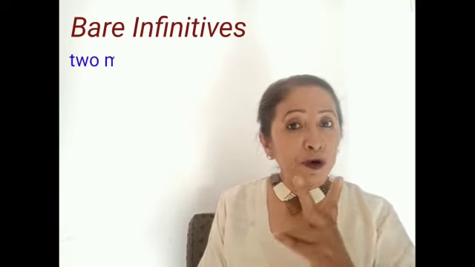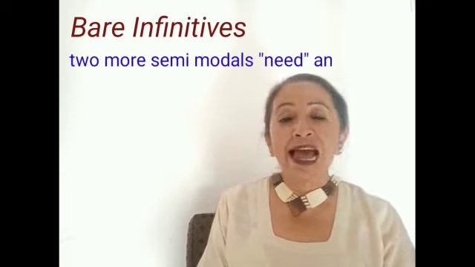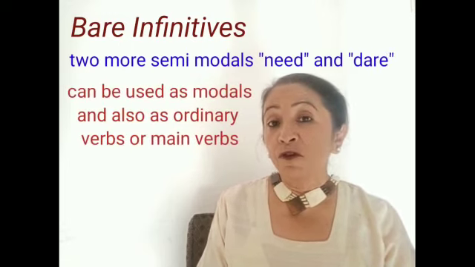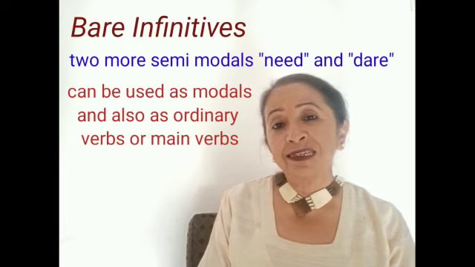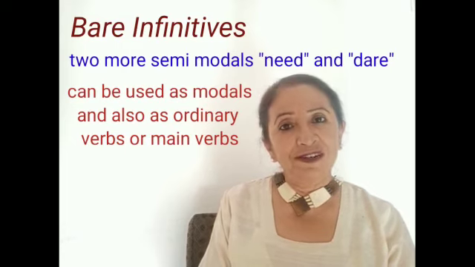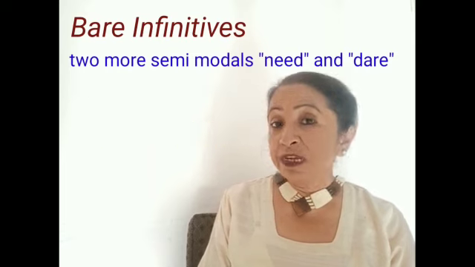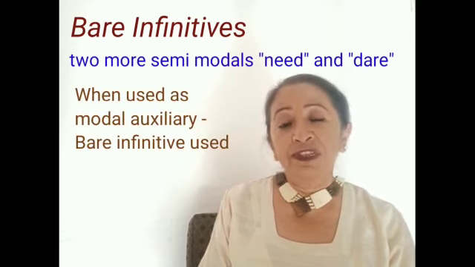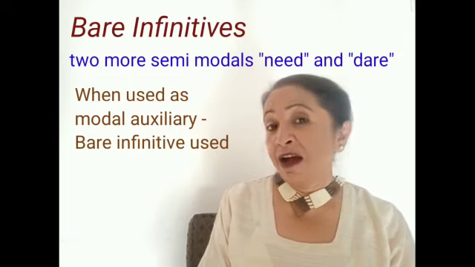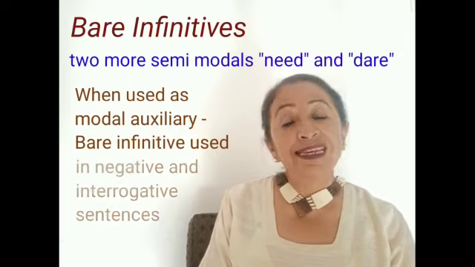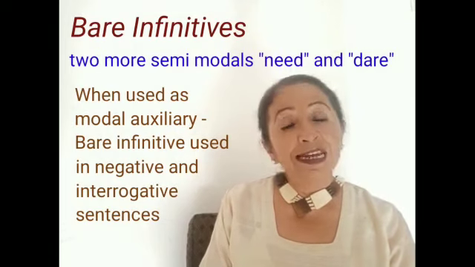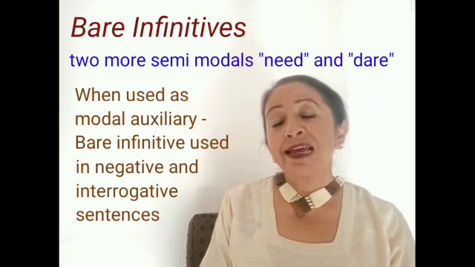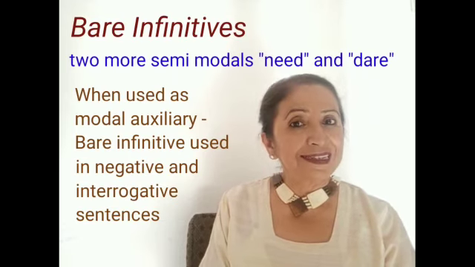Now there are two more semimodals, need and dare. Now these two words can be used as main verbs in a sentence or as modal auxiliaries. When they are used as modal auxiliaries, we use bare infinitives with these two verbs. Please remember, in negative and interrogative sentences.